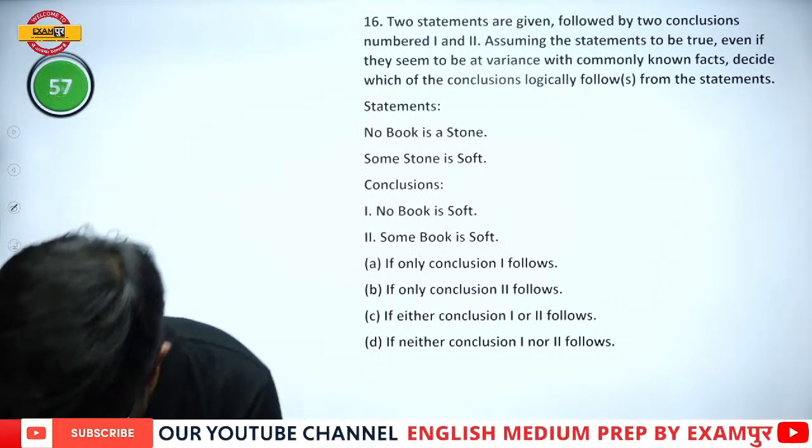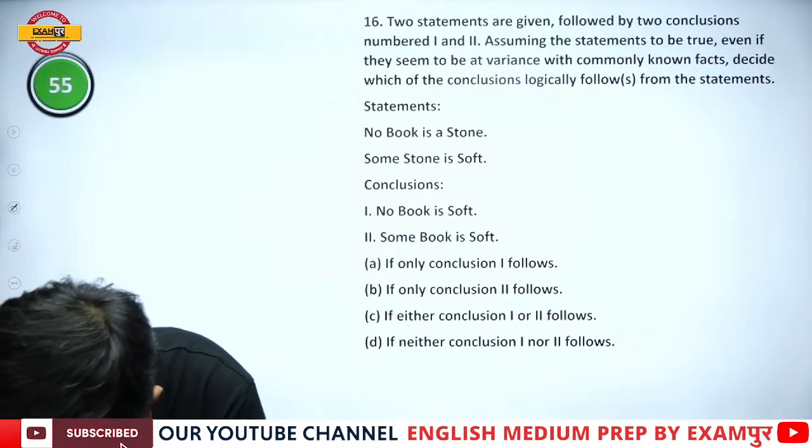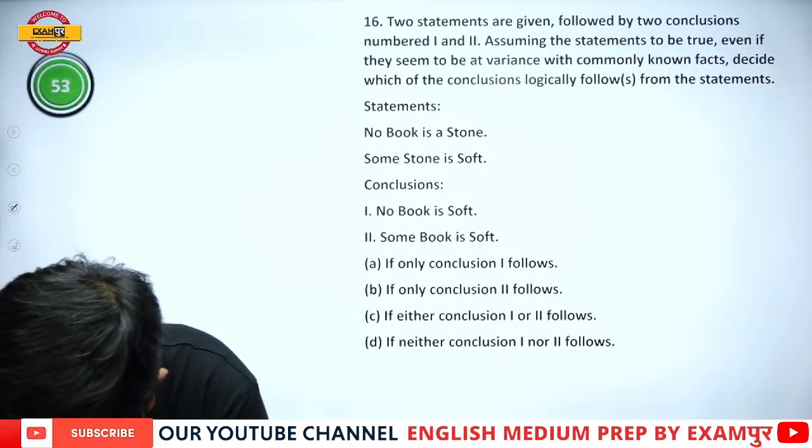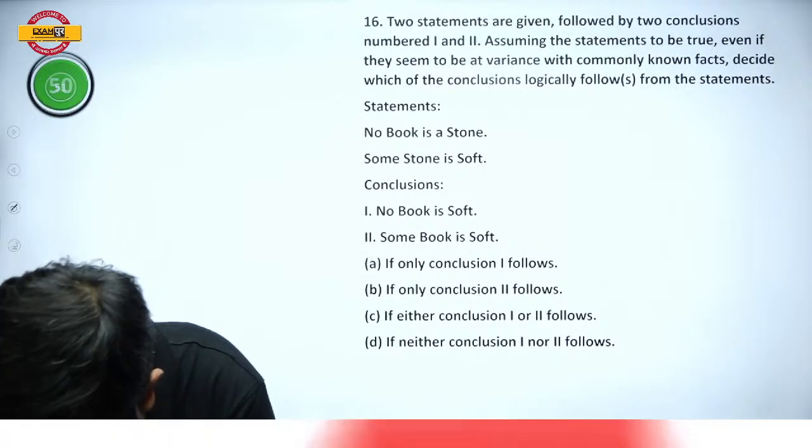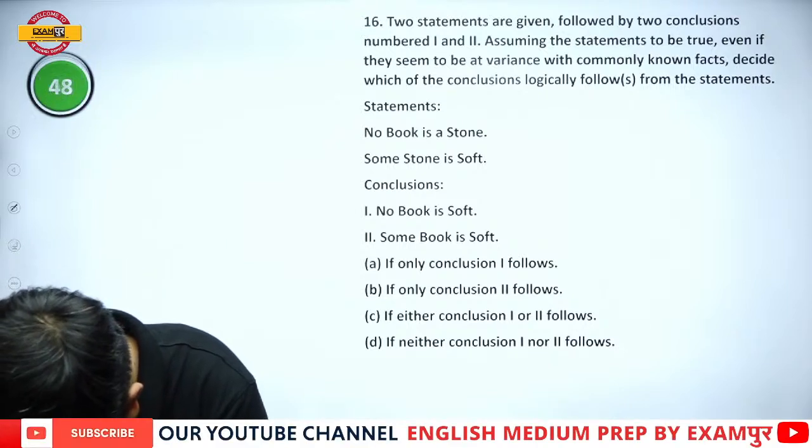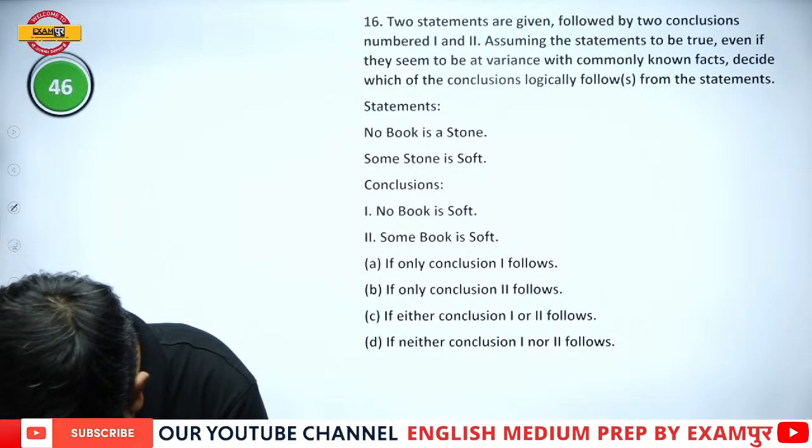Solve this question of syllogism. Okay? Quickly, everyone. Hurry up. Quickly.